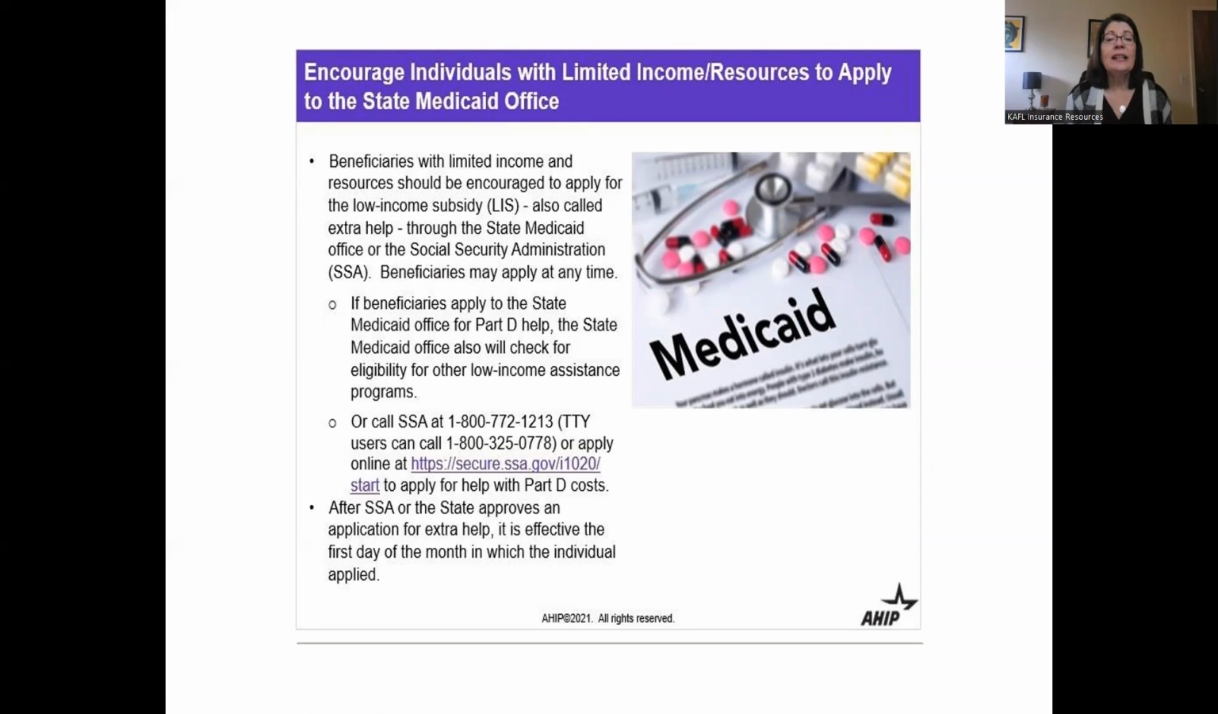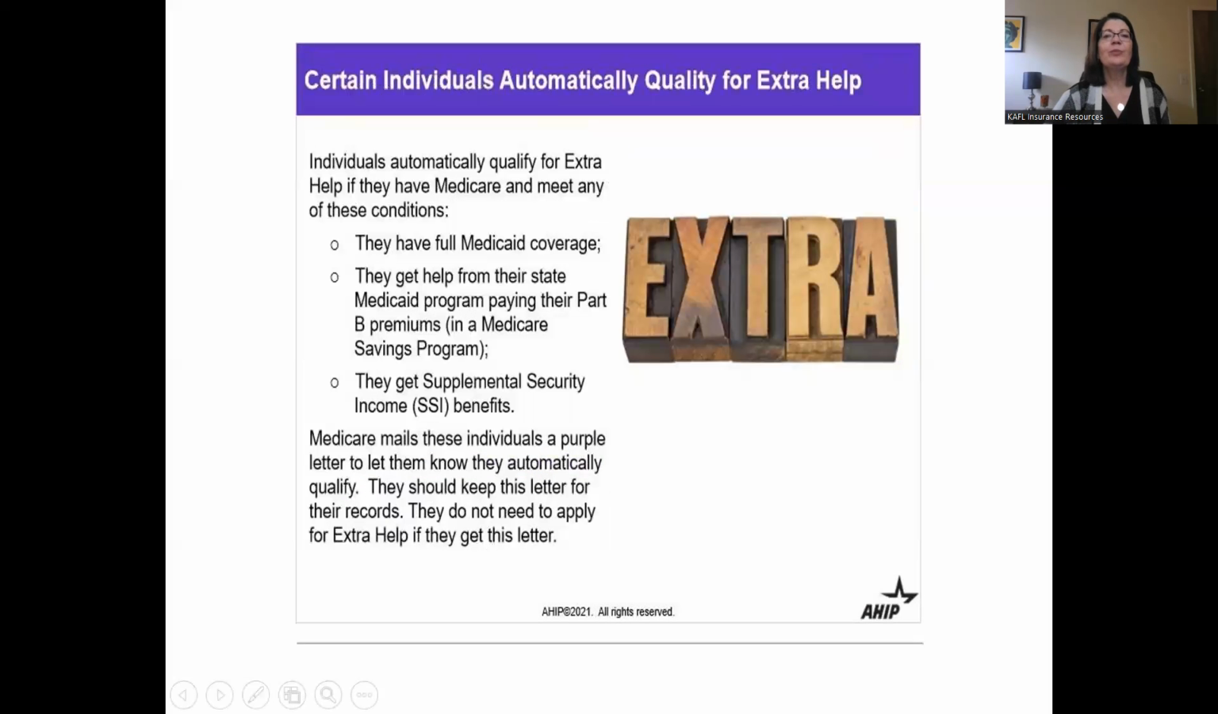They can go online, they can call 1-800-Medicare, they can call Social Security. There's a phone number here. They can go into their local Social Security office and apply for LIS or extra help to help pay for the costs of their drugs.